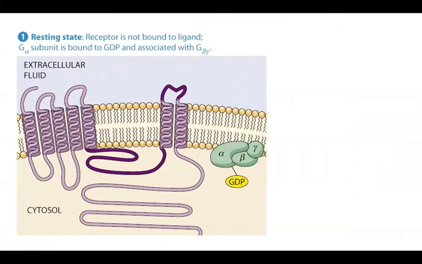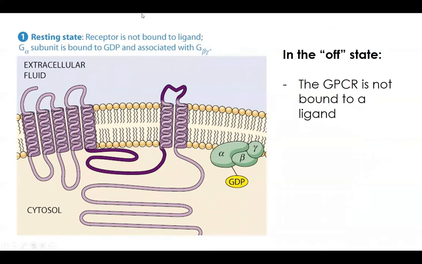In the off state, there are a few things that we can see here. First of all, the G protein coupled receptor is not bound to a ligand. So this is empty, so this is off. You can see that the G protein is bound to GDP, so it's not active. And notice it's not associated with this receptor in any way. It's just hanging out nearby, partially in the membrane. So this guy's not active.